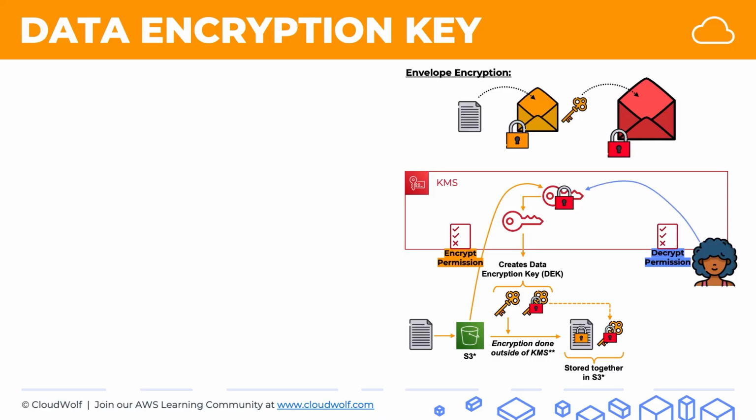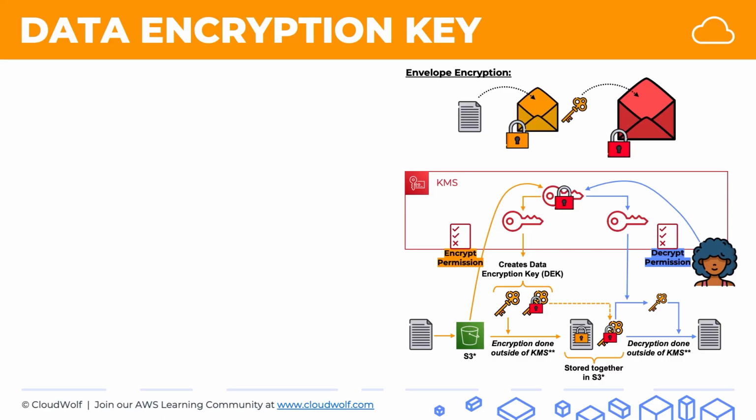So whenever a user, let's say Sally, wants to decrypt this data, she'll need decrypt permissions from KMS. She'll get access to the key. The key from KMS will be used to decrypt the second key, the secondary key, and then that key will be used to decrypt the data, and then it will be discarded. And again, this will be done outside of KMS because remember, the limitation of KMS is 4 kilobytes.